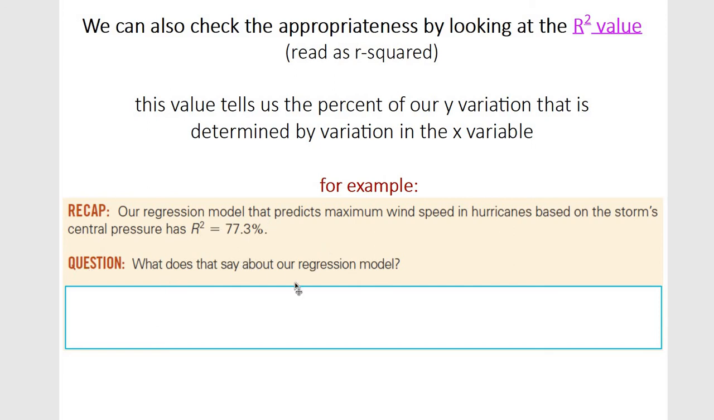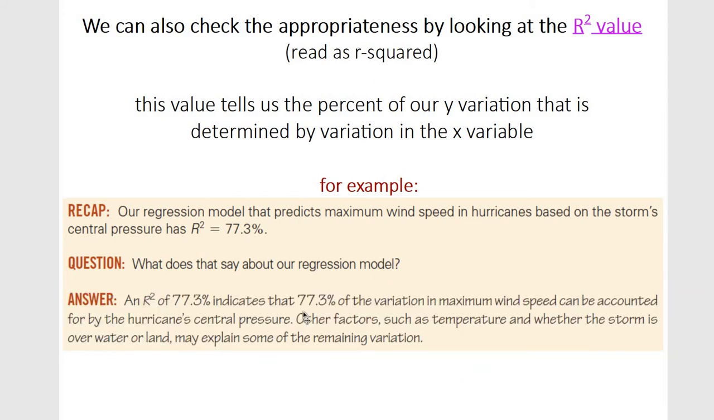So let me use it in words. A real world example: we predict maximum wind speed in hurricanes based on the storm's central pressure. It gave us an R squared of 77.3%. So what does that say about our model? In words, it indicates that 77.3% of the variation in wind speed can be accounted for by the hurricane's central pressure. We're saying about 77.3% of that change is because of that central pressure.